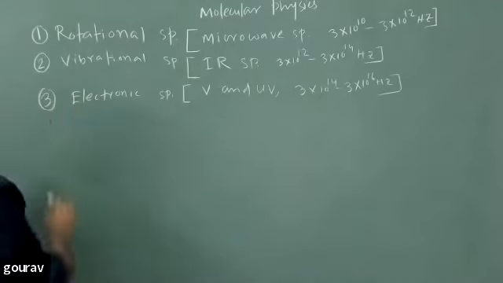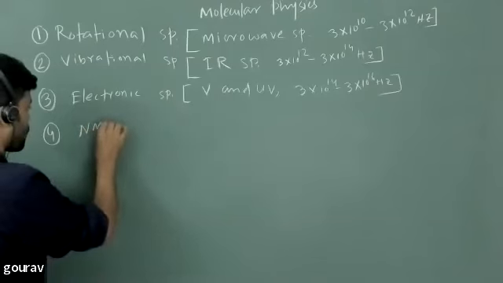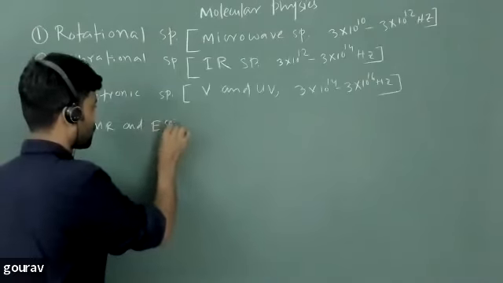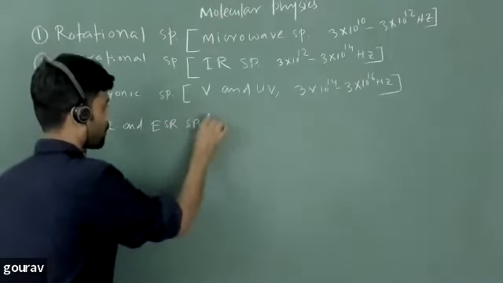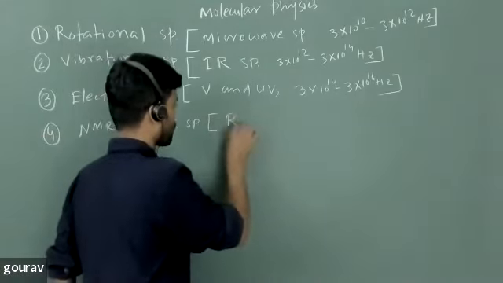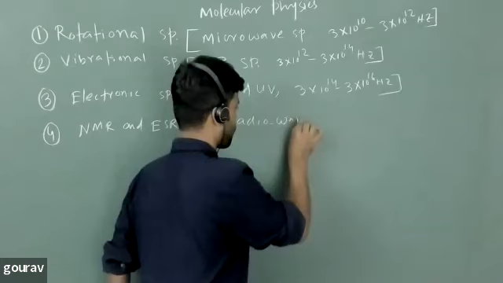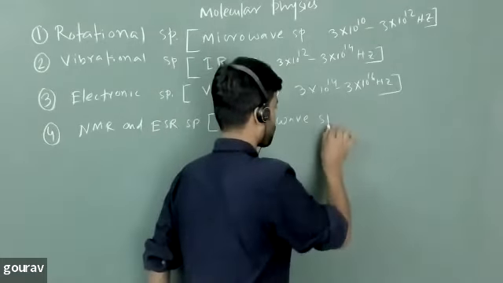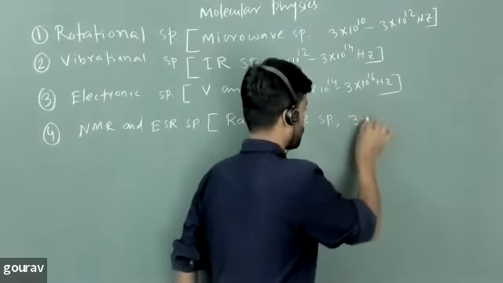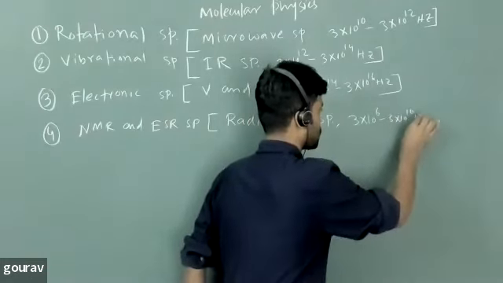Okay, and finally we'll discuss about NMR and ESR spectroscopy. And this is basically known as radio wave spectroscopy. And the frequency range of radio wave is 3 into 10 to the power 6 to 3 into 10 to the power 10 hertz.